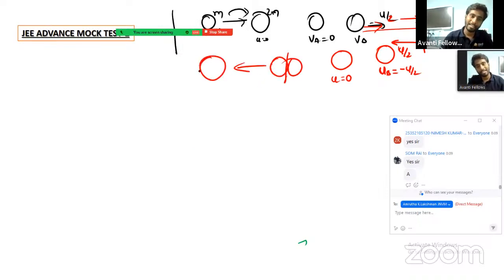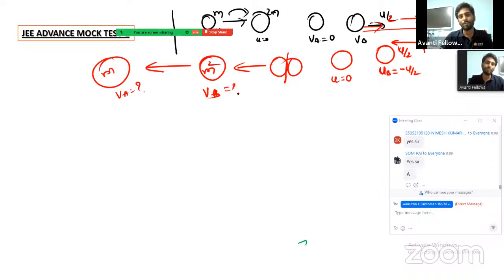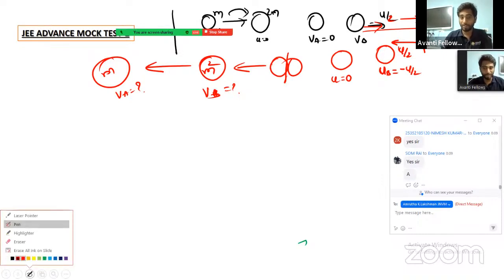After that, here m is moving with a velocity va, and the 2m mass is moving with vb. Sorry, this is 2m, this is m, this is vb, this is va. These velocities are final velocities. Now we need to calculate these velocities actually. Same procedure to apply, quickly follow me.